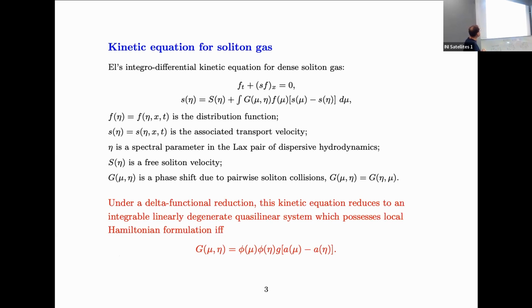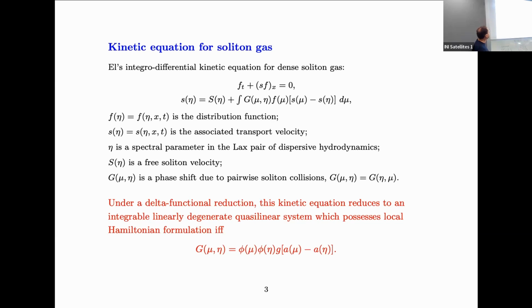This is the kinetic equation for soliton gas. I come from a different community, so my reference goes to Gennady El, who derived this equation in 2003, and then in full generality, wrote it with Anatoly Kamchatnov in 2005. It is an integro-differential system for two functions, f, which is a function of eta, x, t, and s, which is also a function of eta, x, t.